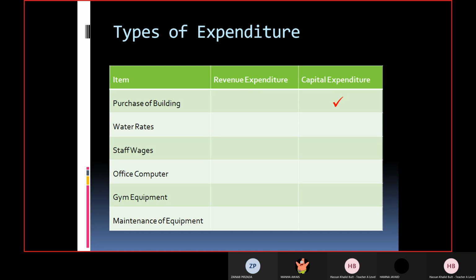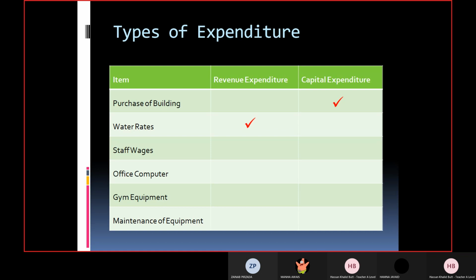Water rates. Hamna. Sir, they are revenue expenditures. Why? Because they are not fixed, they come for a short period of time and change every time. All right. Okay. Don't say fixed because water rates is not an asset, remember. But you can say it's a recurring expenditure. It's not a one-time expenditure. Yeah, recurring. And you have to spend again and again to get the benefit of that water facility, right? And that is why it is a revenue expenditure. And it does not increase the capacity of the business, remember. So you are correct. Water rates is a revenue expenditure.